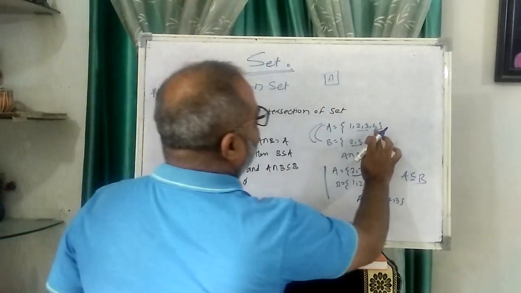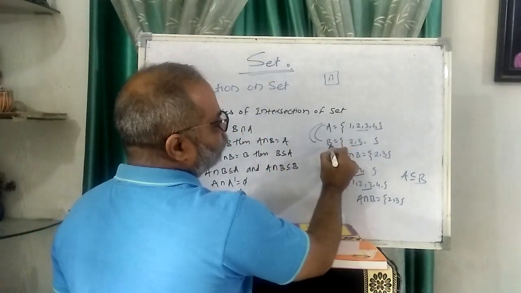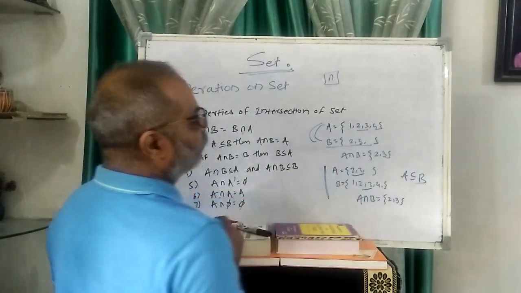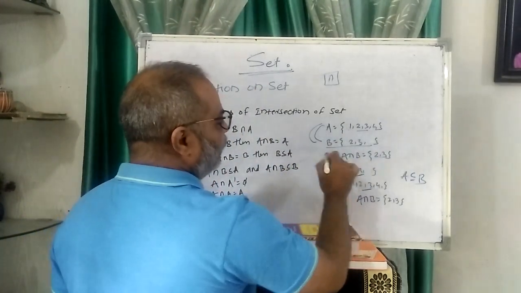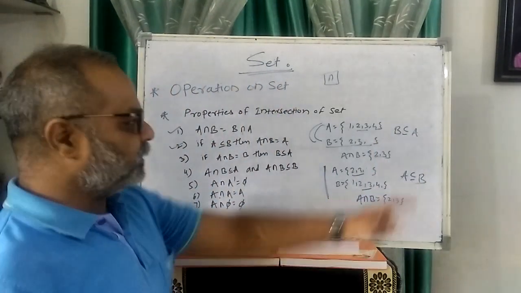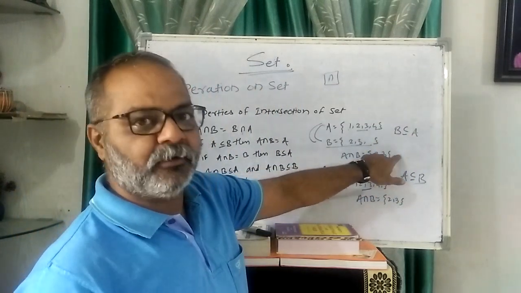So here, I just take this one. Now look here. B includes 2, 3, and A is 1, 2, 3, 4. What is the intersection? 2, 3. Now here B is a subset of A. So B is a subset of A. What is your A intersection B? 2, 3. That is B.